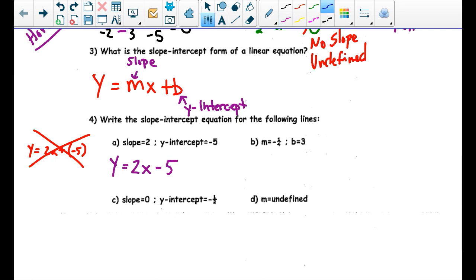Second way, m and b. So they could just give it to us as m and b. Now we have to know this formula, right? If we know m and b, now we plug it in. So same thing. So y equals negative 1/4 x. b is positive, so plus 3. We're done.